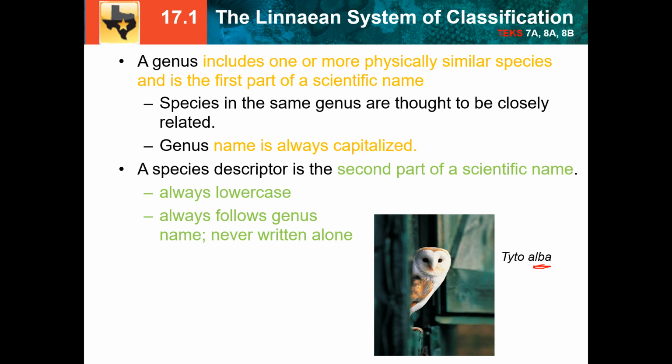If you have species that are in the same genus, they're going to be more closely related, and the genus name is always capitalized, which you can see right there. And then the species descriptor is that second part of the name, and it's always lowercase, and it's never written alone. You never just say alba when you're referring to this owl. You're always going to say Tyto alba.